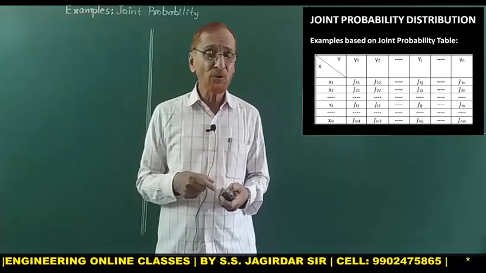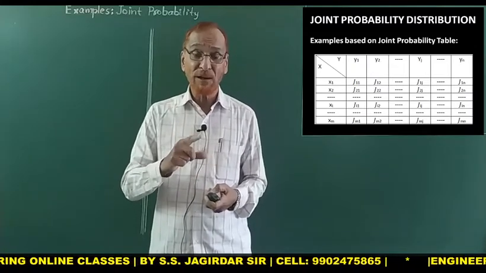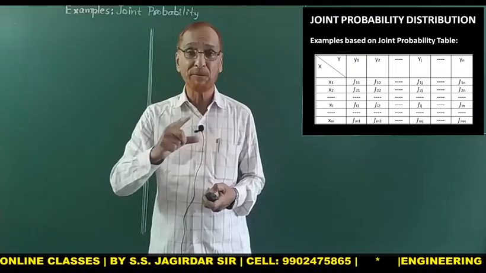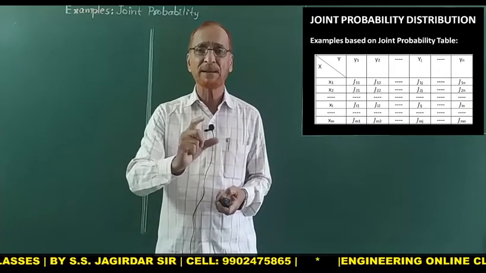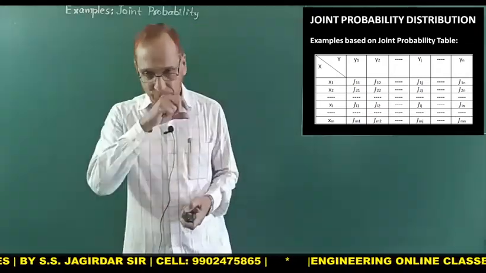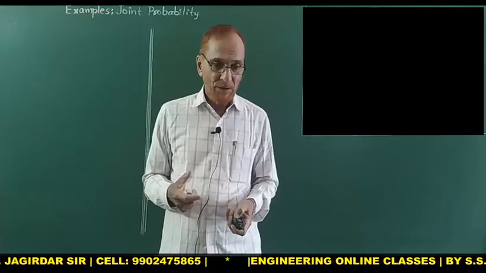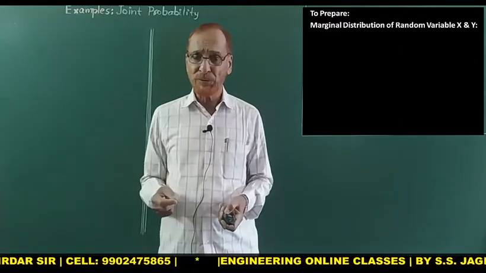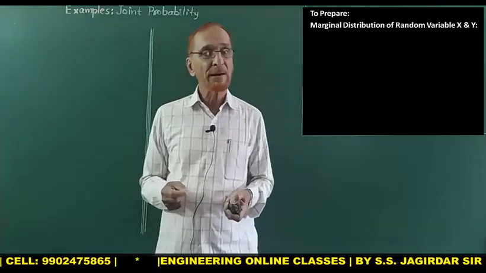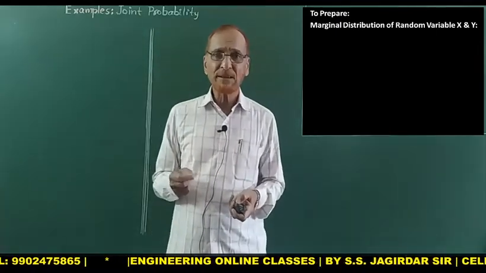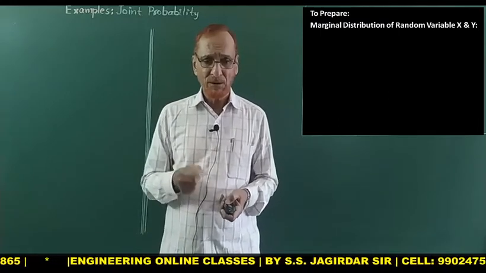All those values are the probabilities of the pair of values of random variable x and random variable y. This table is very important, and it will be given in the example. Taking this table, you have to proceed to find the quantities. First you have to prepare the marginal distribution of random variables x and y. We have discussed how to prepare the marginal distribution table. That is our first task.